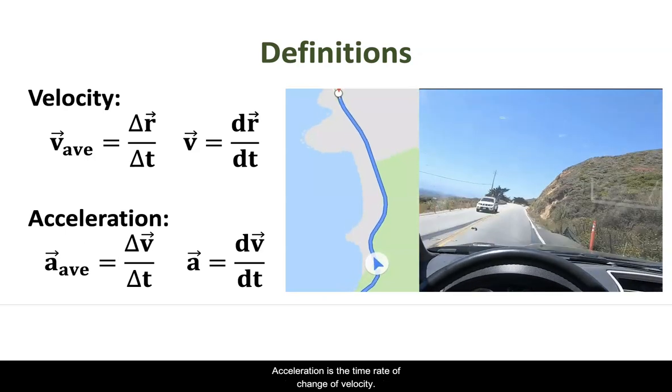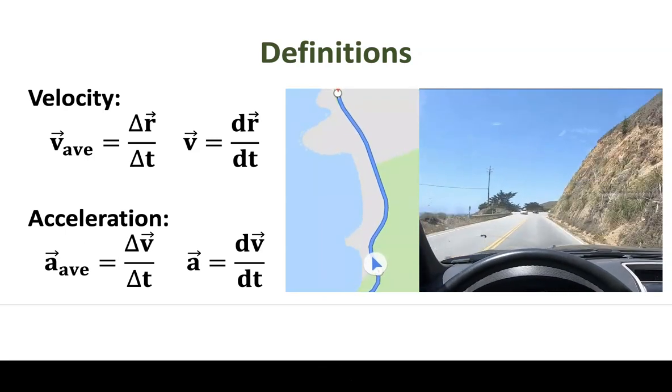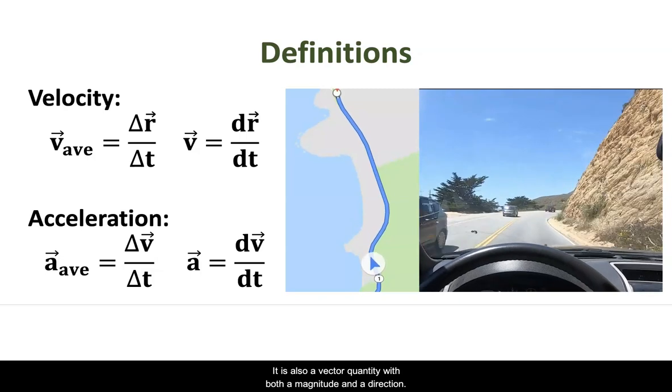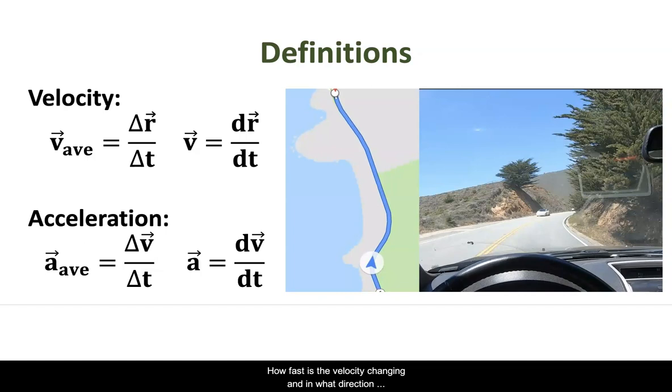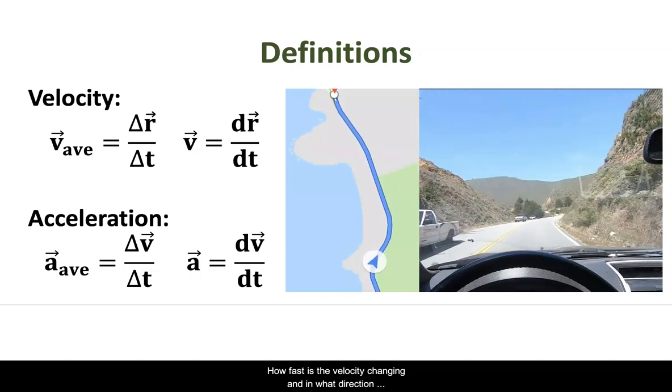Acceleration is the time rate of change of the velocity. It is also a vector quantity with both a magnitude and a direction. How fast is the velocity changing, and in what direction is it changing?